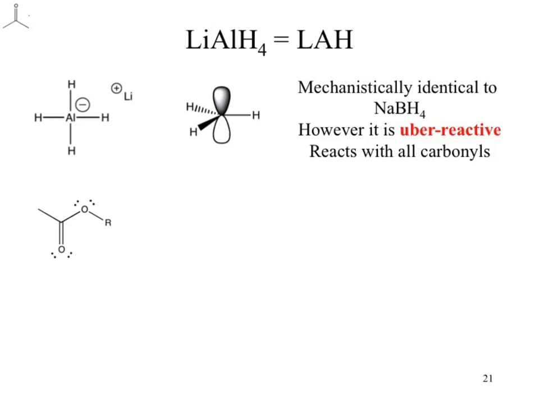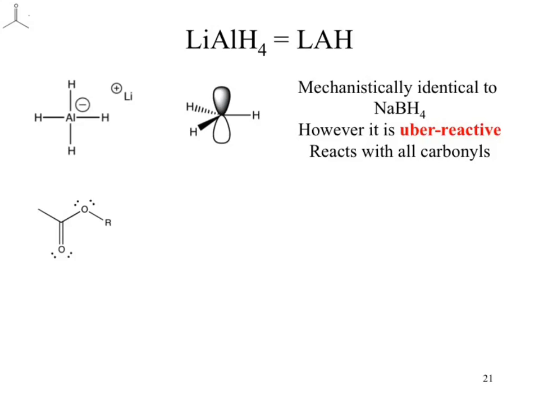So it will react with every carbonyl. If there's a carbonyl in the compound, lithium aluminum hydride will react with it and will reduce that carbonyl, every single time. So we have to watch out for that within our reactions. If we have multiple carbonyls in our structure and we only want one of them to be reduced, we're going to have to decide what reagent to use, be it lithium aluminum hydride or sodium borohydride.